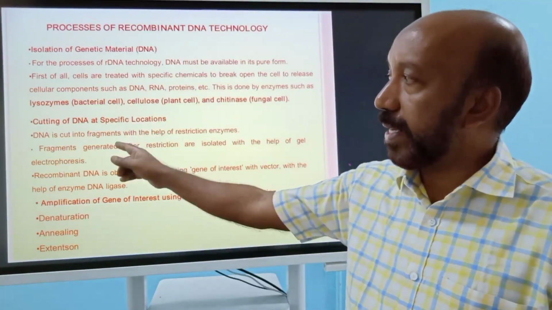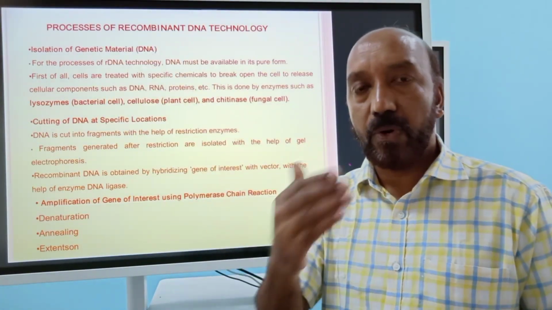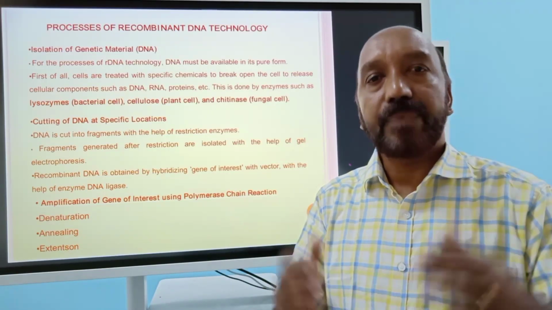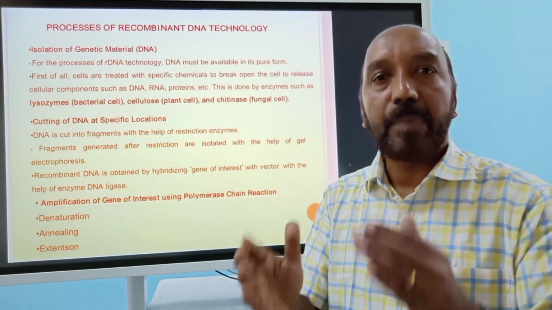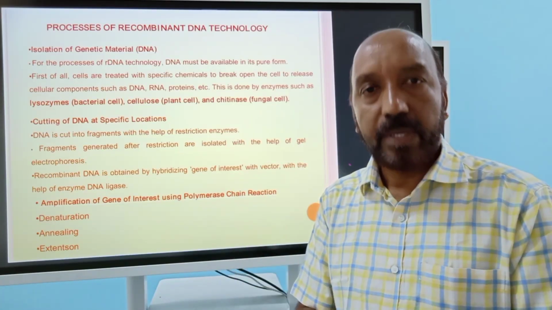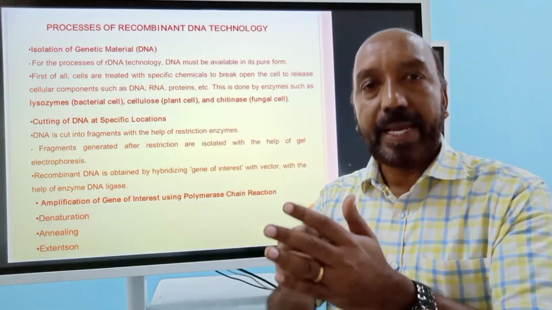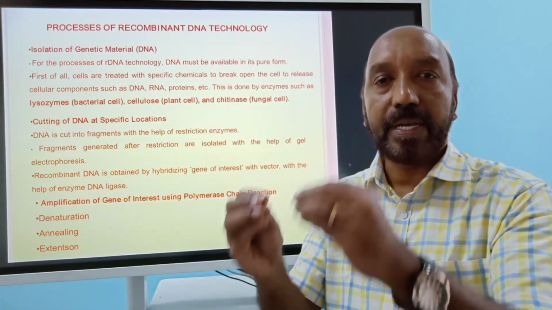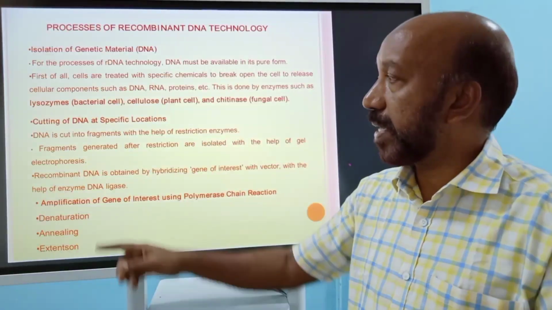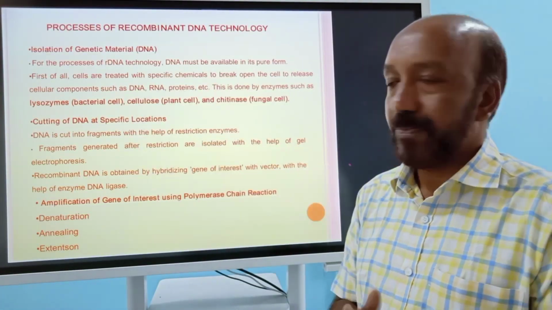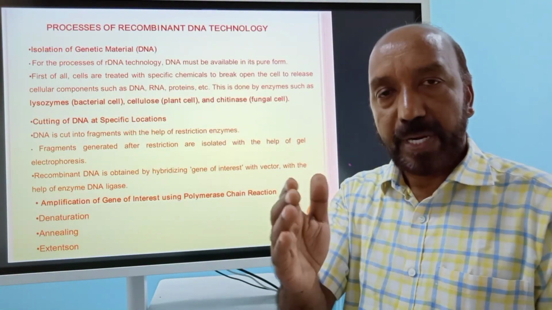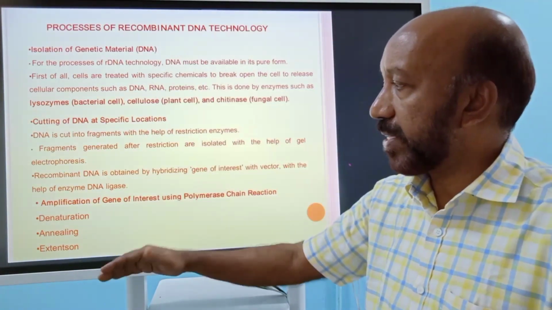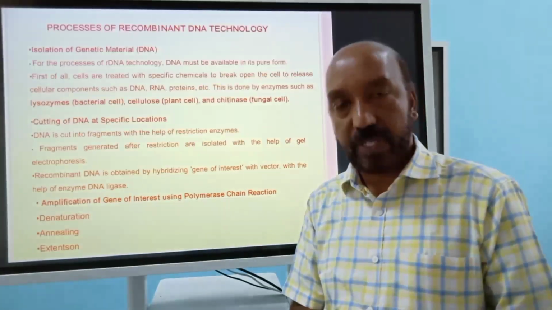After that, cutting of DNA at a specific location. As we said earlier, the cutting is done with the help of restriction enzymes. After that, we separate the fragments by using gel electrophoresis. After that, we will ligate them. The plasmid with the gene of interest will be ligated by using DNA ligases. All these activities, cutting, separation and ligation, take place during these steps. And the next level is amplification of the gene of interest.